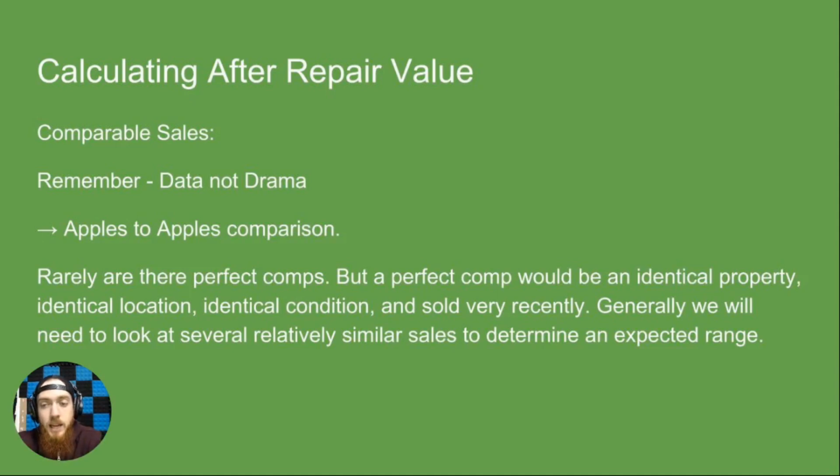Generally, we will need to look at several relatively similar sales to determine an expected range for ARV. That's one of the other things a lot of newer investors don't realize: ARV is not one static number. ARV is a little bit dynamic. It's actually more of a spectrum overall than just one number. So in my previous examples, saying 400,000, that's just a nice, clean presentation number. But realistically, you're probably going to be thinking to yourself, well, this property is probably going to sell for between 380 and 420, and I hope it comes in at 400 or better.